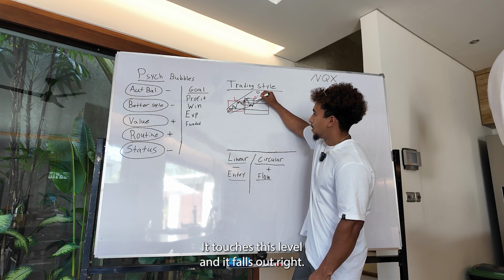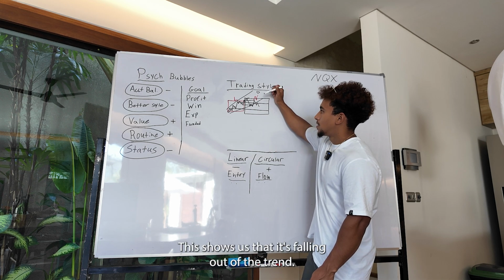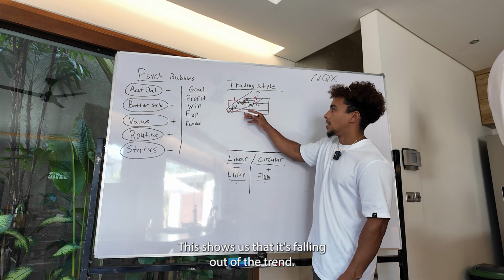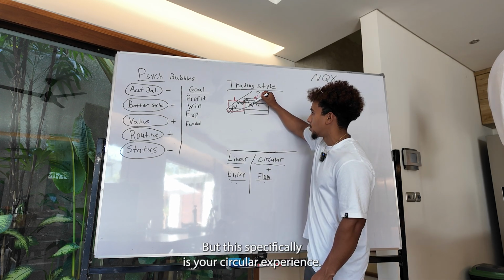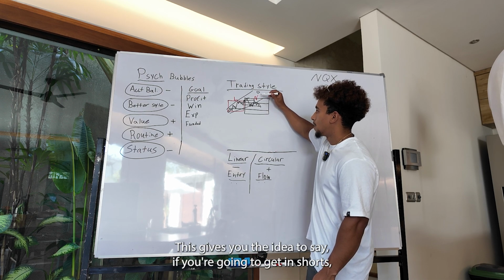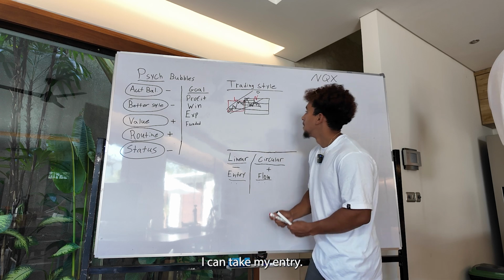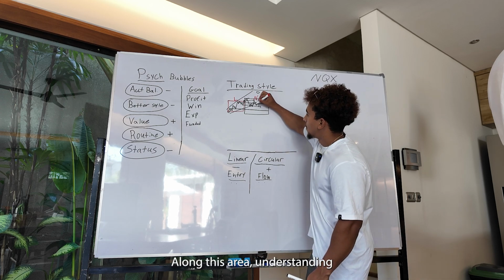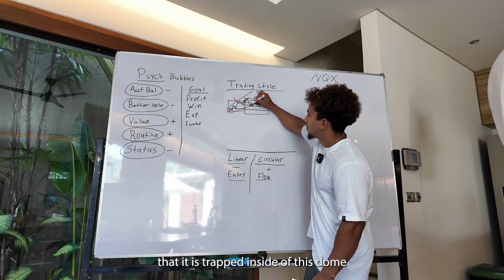It touches this level and it falls out, right? Retest the same level and falls out again. This shows us that it's falling out of the trend. That could give you the idea of the reversal and stuff like that, but this specifically is your circular experience. This gives you the idea to say, if you're going to get in shorts, I can take my entry along this area, understanding that it is trapped inside of this dome.